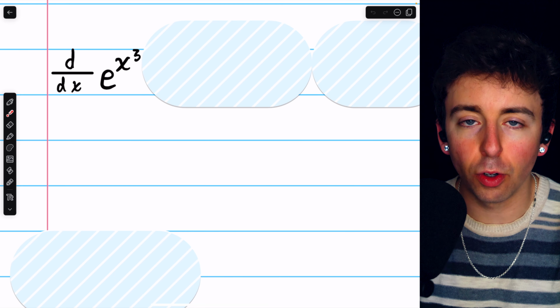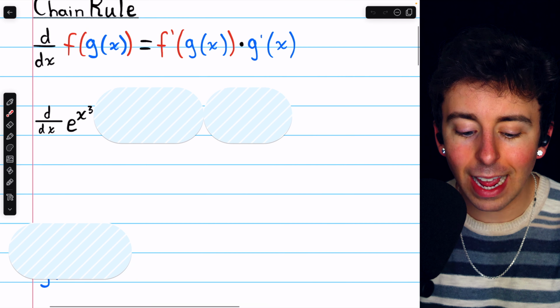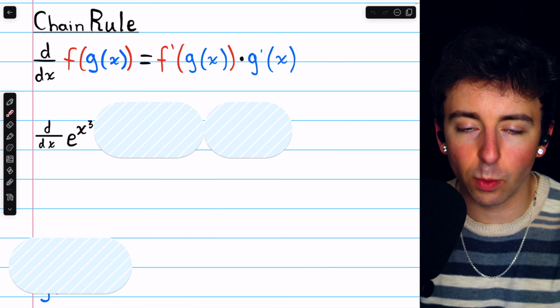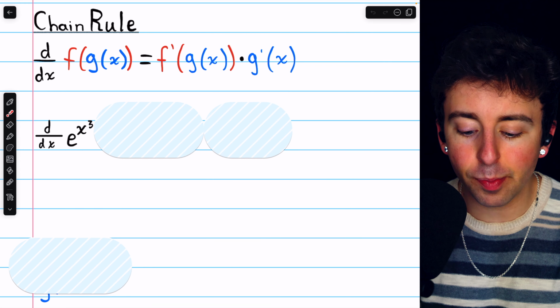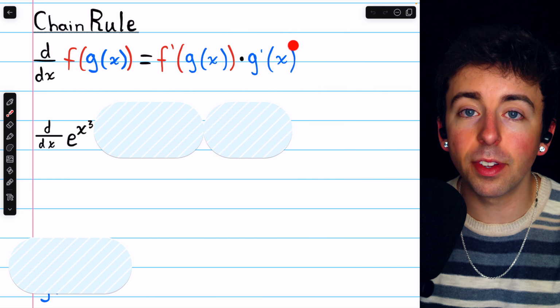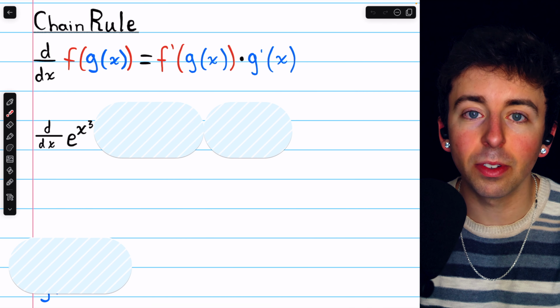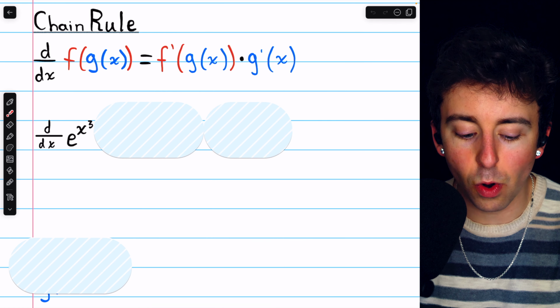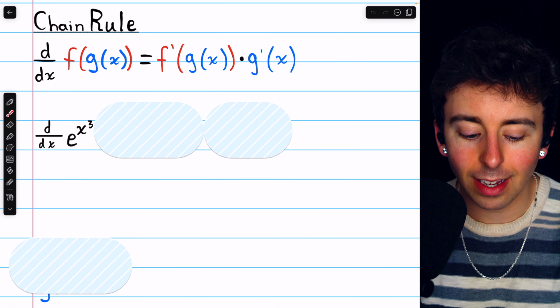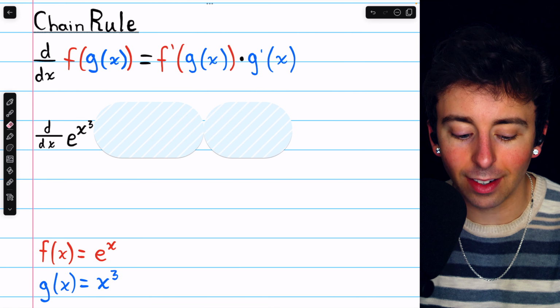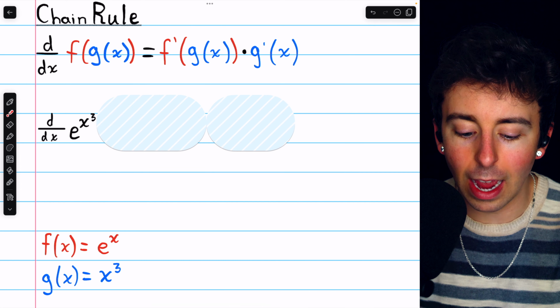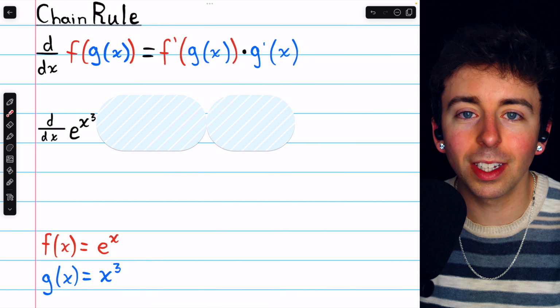e to the x cubed is a composite function, so to take its derivative, we need the chain rule. The derivative of f of g of x is f prime of g of x times g prime of x. In this case, our f, our outside function, is e to a power, and the g of x, our inside function, is x cubed. So here that is written out.